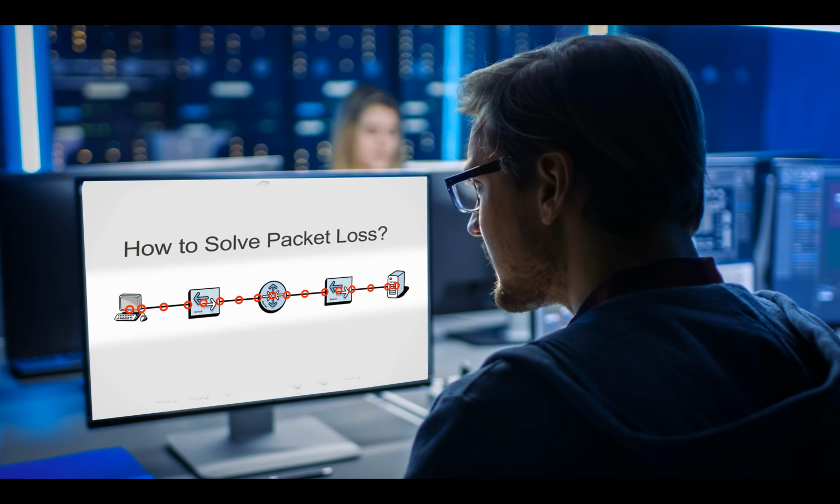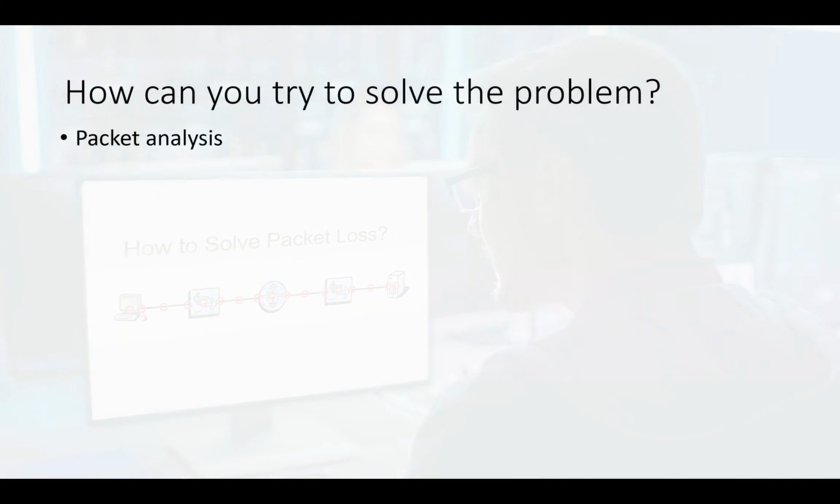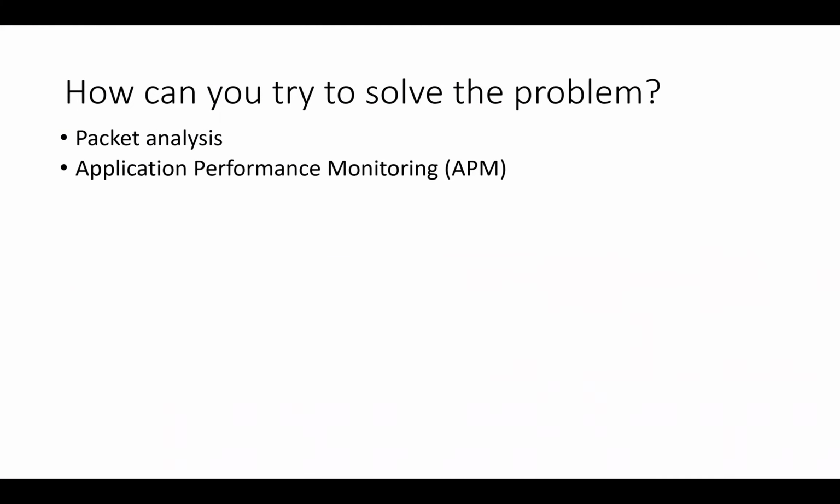So let's go through some of the different ways you can attempt to solve the problem. So you have packet analysis, which is typically using Wireshark or a sniffer to try and analyze the packets. You have application performance monitoring as another take on how to solve this problem. And you also have traditional NPM solutions with SNMP. Let's go into each of these with a little bit more detail.